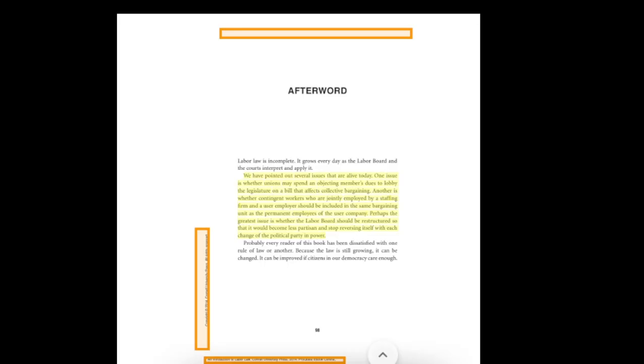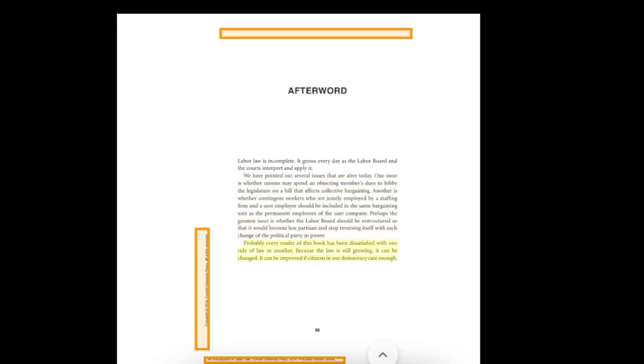One issue is whether unions may spend an objecting members' dues to lobby the legislature on a bill that affects collective bargaining. Another is whether contingent workers who are jointly employed by a staffing firm and a user employer should be included in the same bargaining unit as the permanent employees of the user company. Perhaps the greatest issue is whether the labor board should be restructured so that it would become less partisan and stop reversing itself with each change of the political party in power.